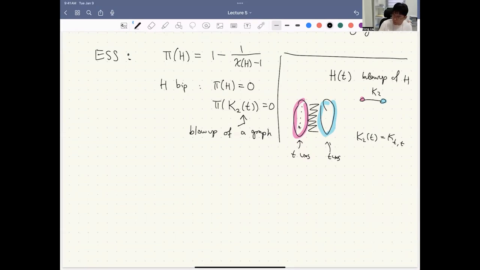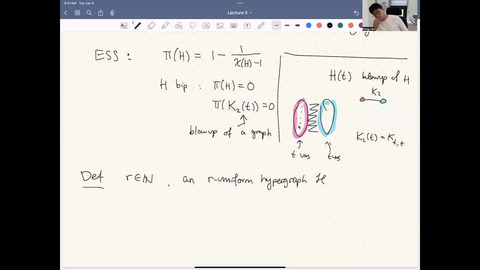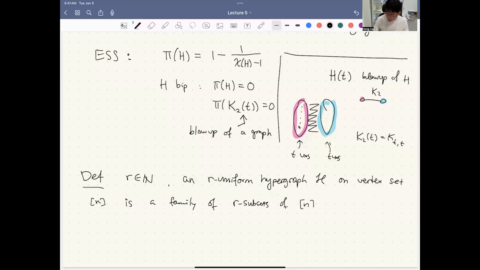Yes, so definition. For r, let's take a natural number r, 1, 2, 3, 4, whatever. An r-uniform hypergraph H on vertex set, let's make it specific, [n], the first n integers, is a family of r-subsets of [n]. Okay, very simple.